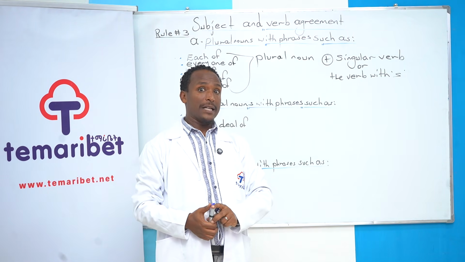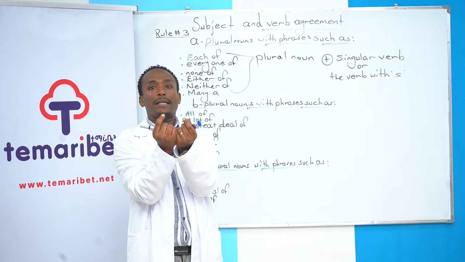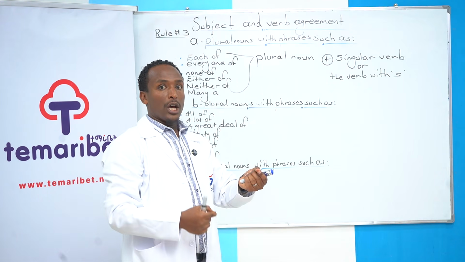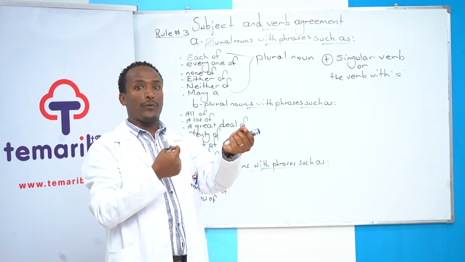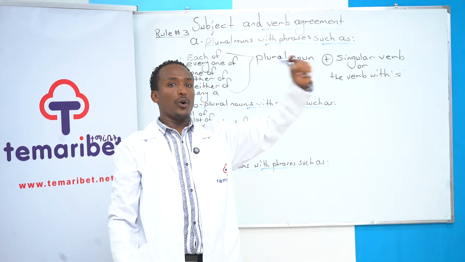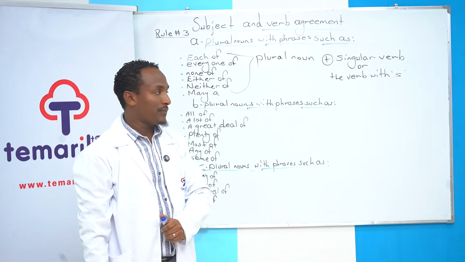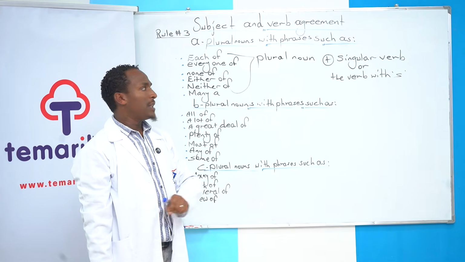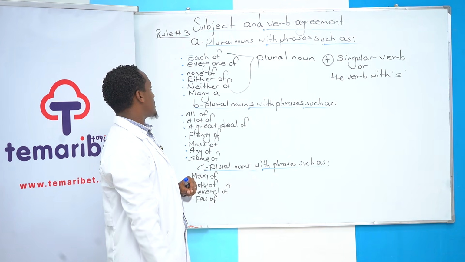deserves, not deserve. On a normal subject-verb agreement, we say you deserve. But when you comes with each of, the verb must be deserves. Each of you deserves. The other one, every one of you deserves. The verb must be singular or with s.